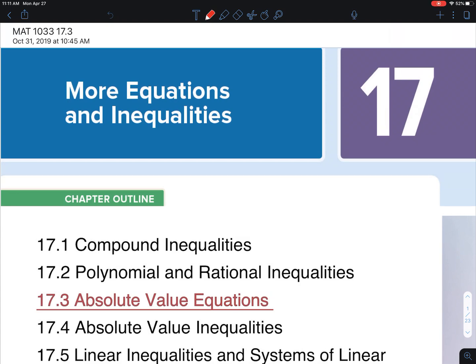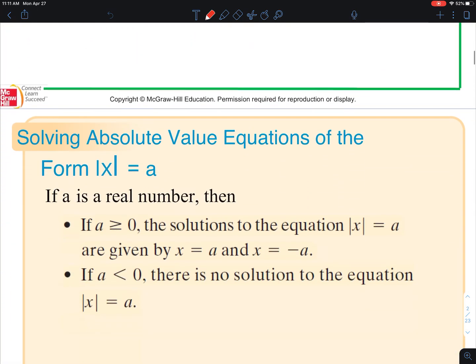All right, so this is 17.3. This is absolute value equations. So we're going to go ahead and work through this.